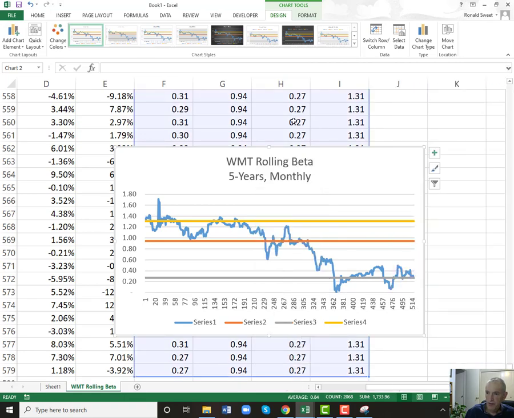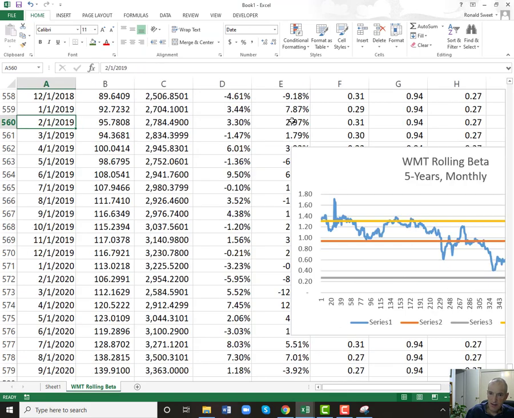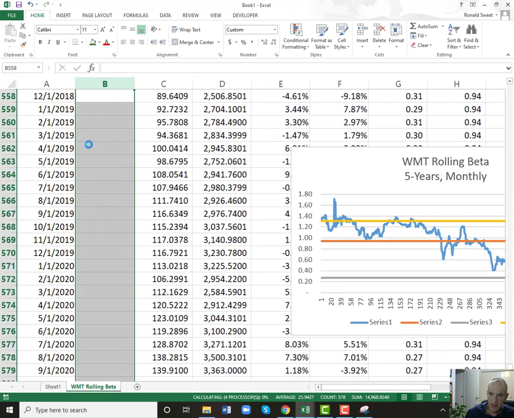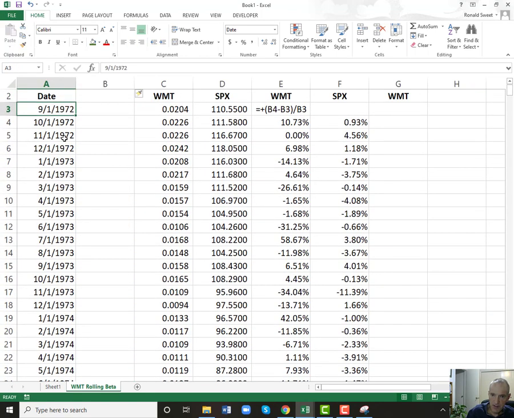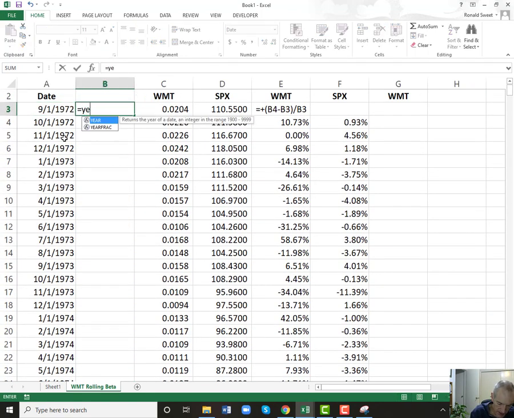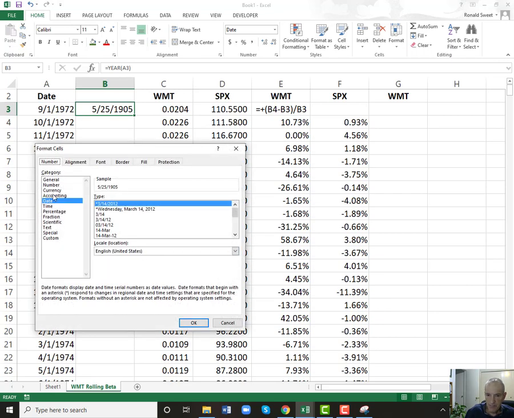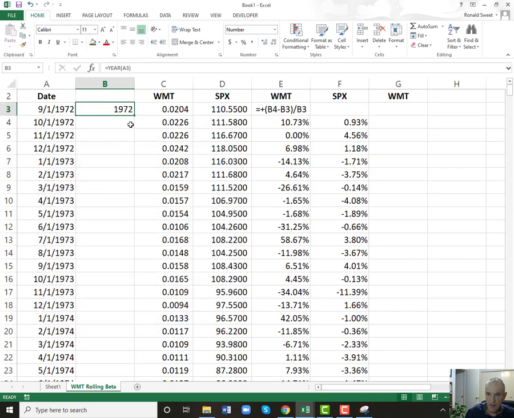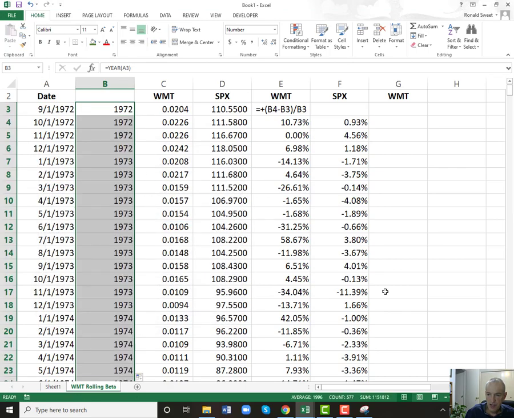The one thing you do before you do select data is I would insert a column right here, go up to the top of your dates, and just next to your dates do equal year and click on that, and then change the format so that it is number, no decimal places, no comma separator, and that gives you the year. You can just copy that down.